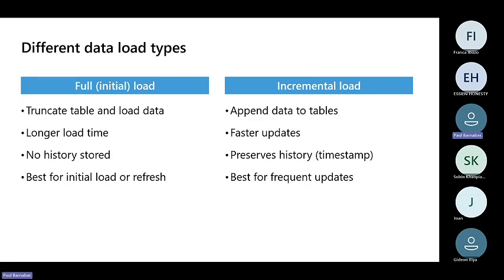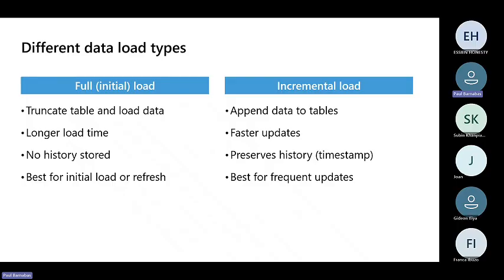So it updates faster. With this, you also preserve the timestamp, the history, because the date at which that data was loaded into the database is available in the table. Then you are able to go back in time and say, okay, as of this date, we loaded X number of rows, and these were the types of data that we loaded. So this helps preserve history. This is also best for frequent updates. So it's important for us to understand this, and this refers to loading of data inside your data warehouse.